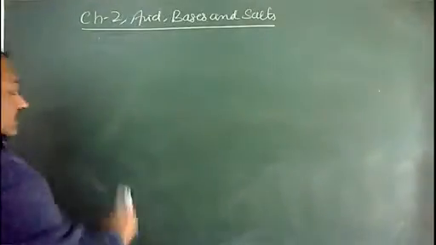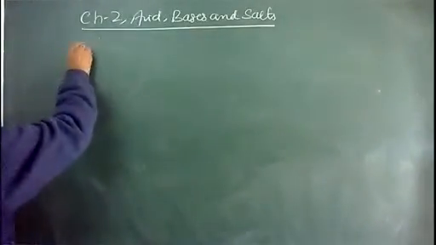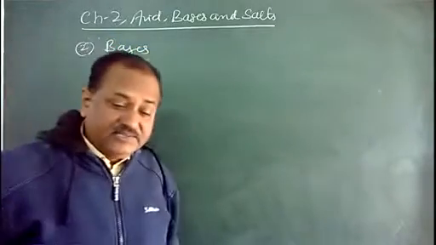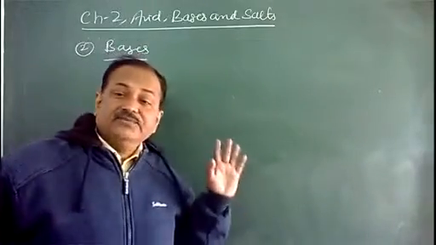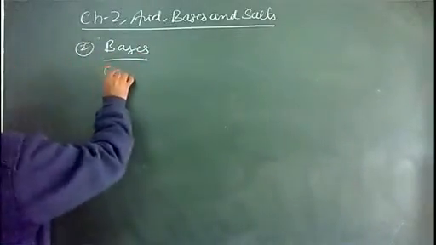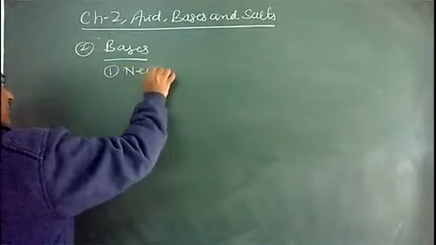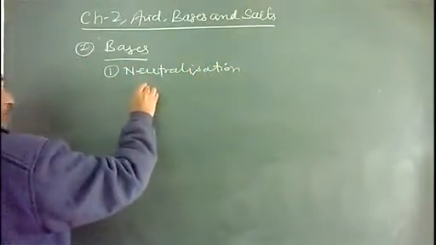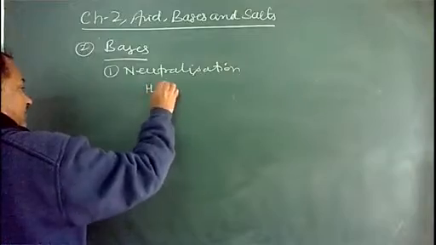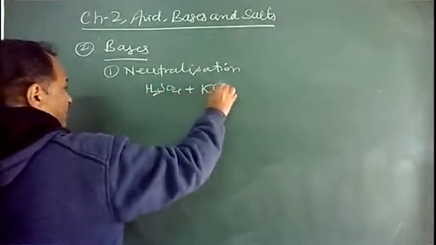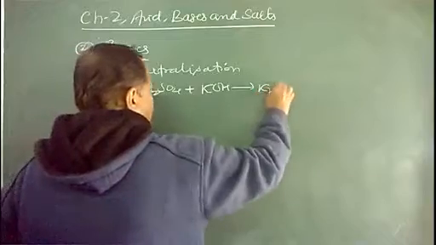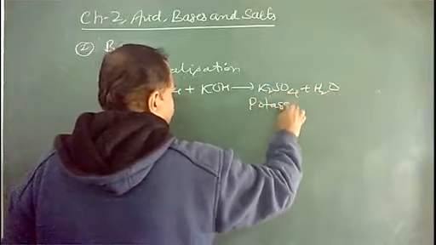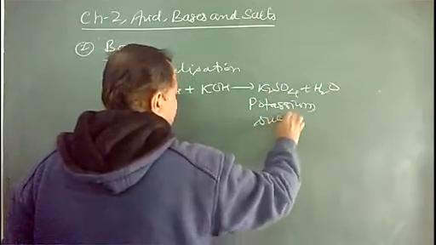Now children, I am coming to the bases. So children, bases are also able to do some reactions, and in the case of bases, again there is the neutralization reaction, just like acids. So the neutralization reaction is also responded to by bases. So here we take H2SO4, here we take KOH, and there is K2SO4 plus H2O. This is potassium sulfate.